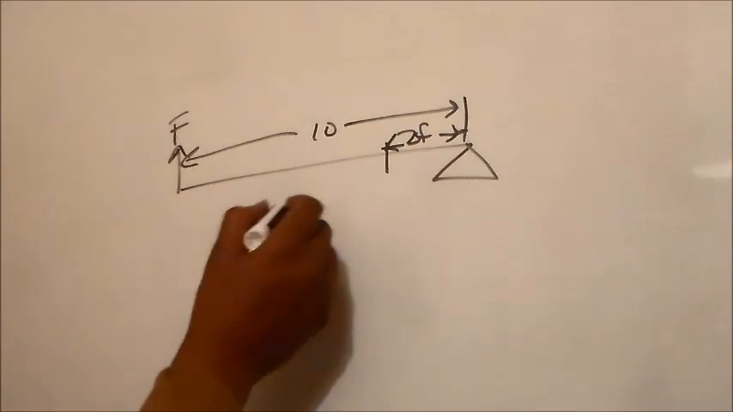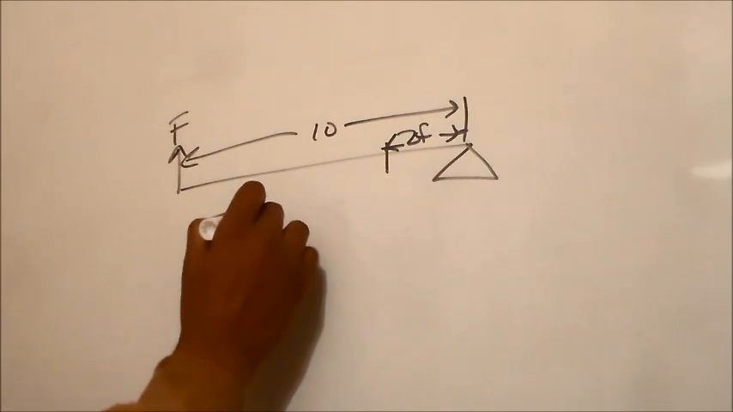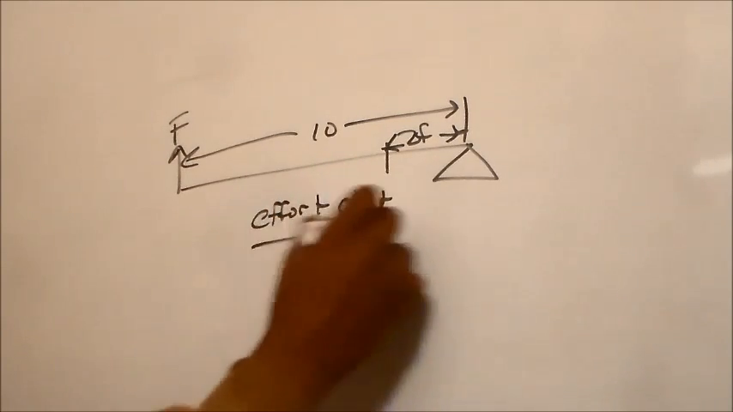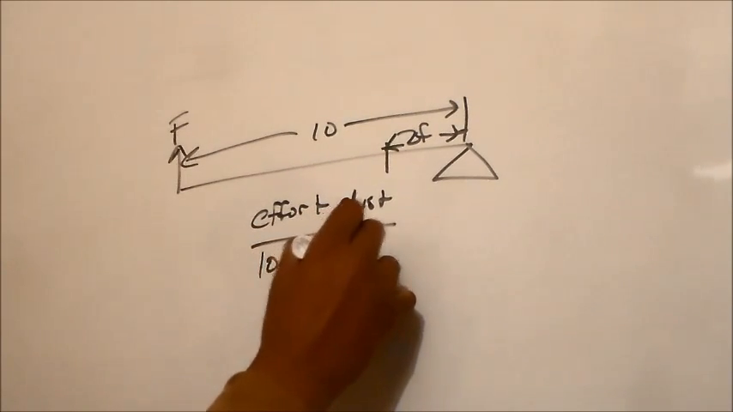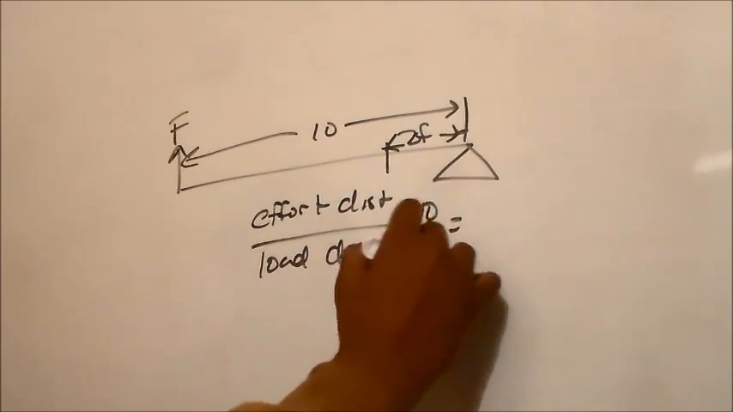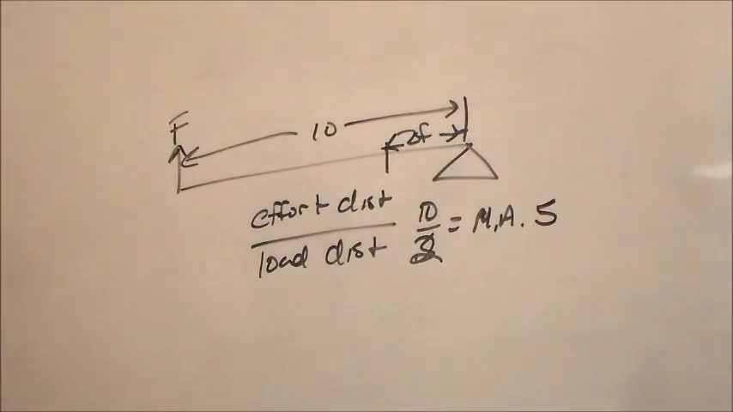So what you would have to do is take the effort distance and divide that by the load distance. Effort distance divided by load distance, which will be 10 over 2, and the mechanical advantage of that would be 5. So that is another sample mechanical question.